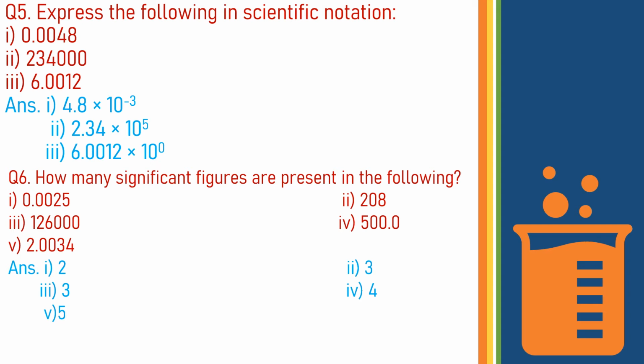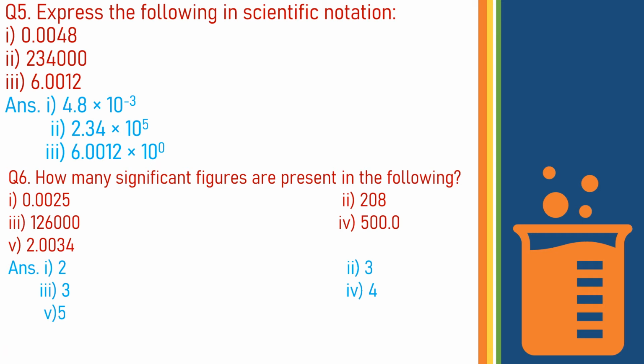Coming to the second one, 234000. Here we have to put the decimal, counting from the end, that is 0. We put the decimal in between 2 and 3, that is 2.34. Then what will be the power of 10? That would be plus 5. Why? Because we are shifting the decimal towards the left, 1, 2, 3, 4, 5 decimal places. That gives us plus 5.